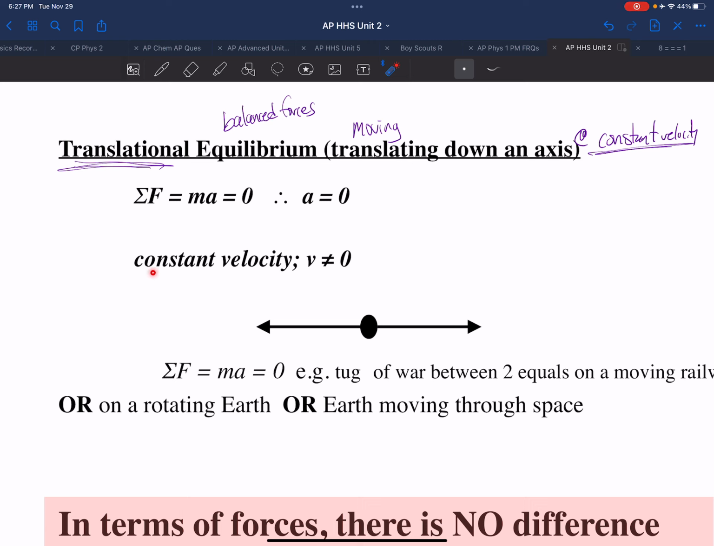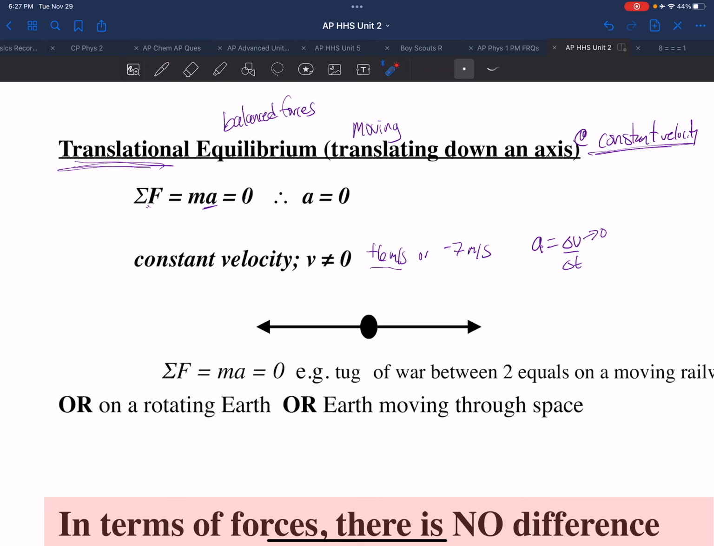But notice in this case, we have a constant velocity that we're talking about. It's moving down an axis. A constant velocity that's not 0. Let's say it's plus 6 meters per second or minus 7 meters per second. It has a velocity and it remains constant. Well, if the velocity remains constant, the change in velocity is 0. And if the change in velocity is 0, the acceleration is 0. If the acceleration is 0, then the sum of the forces is 0. And so there's a logical train that goes forward and backward.